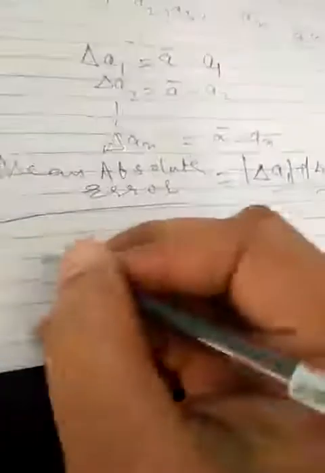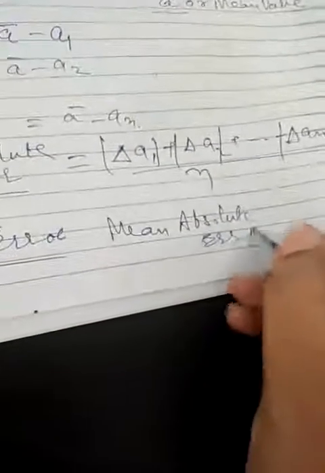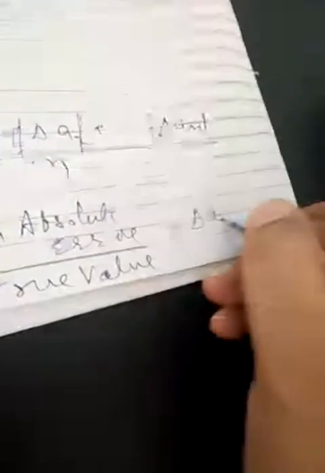Now next is the relative error. What is that relative error? It is the mean absolute error divided by the true value. So that means it is delta A bar divided by A bar. So that is the relative error. Now next we will define what is called percentage error. It is the relative error into 100. So that is called the percentage error.